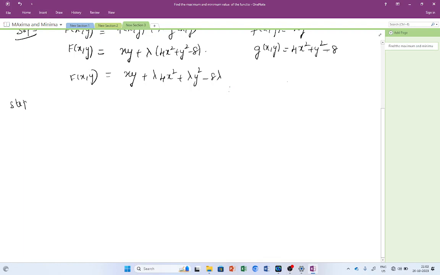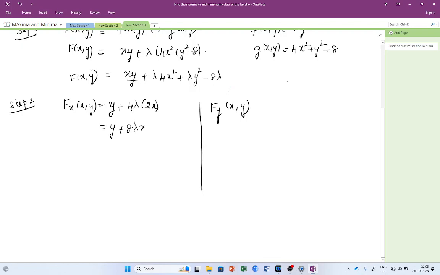Step 2, I have to find what is F_x(x, y). Likewise, I have to find what is F_y(x, y). So F_x(x, y): I have to differentiate the given equation with respect to x. So differentiation of xy is y, plus 4 and lambda will come as it is, differentiation of x square is 2x. Here you can check there is no x term, so differentiation of a constant is 0. So this is y plus 8 lambda x. This is my F_x.